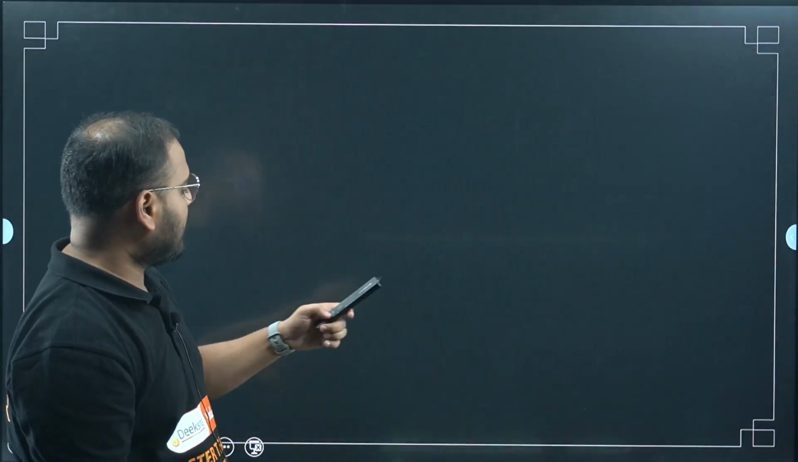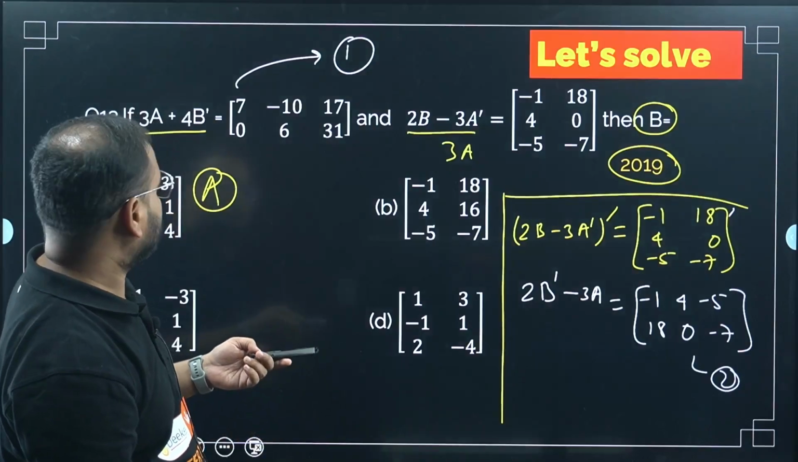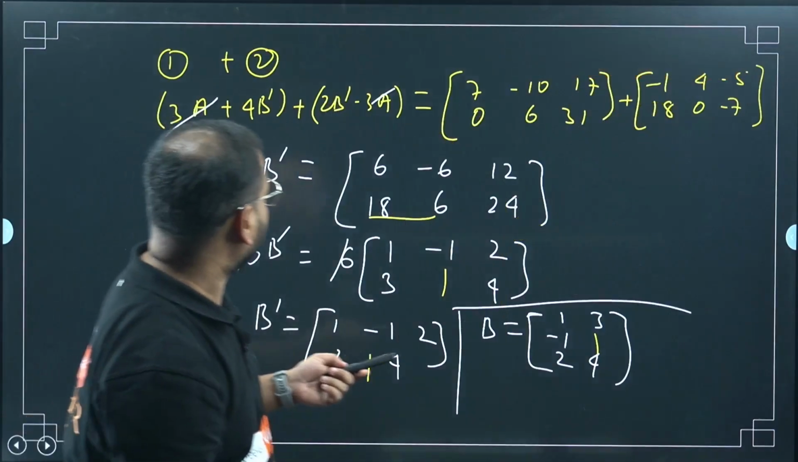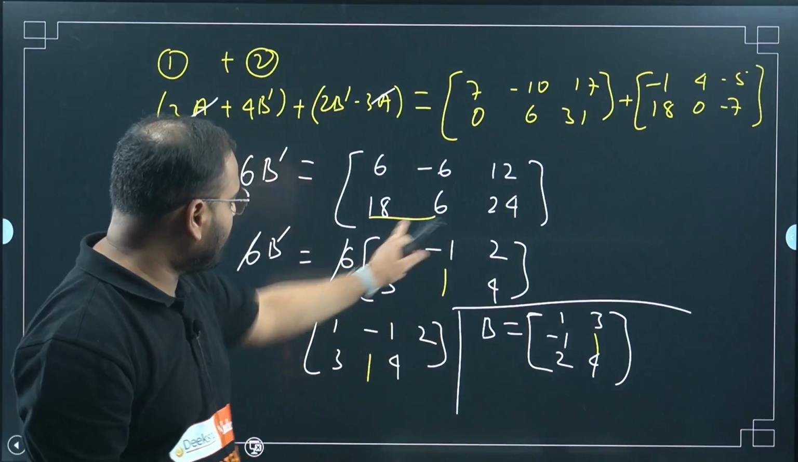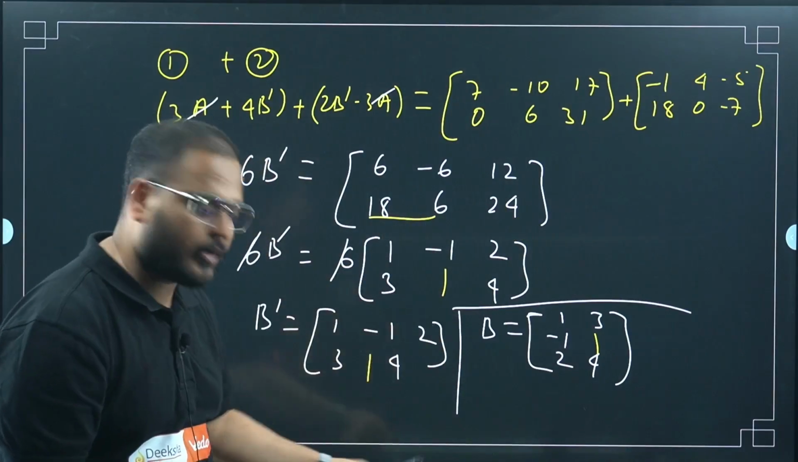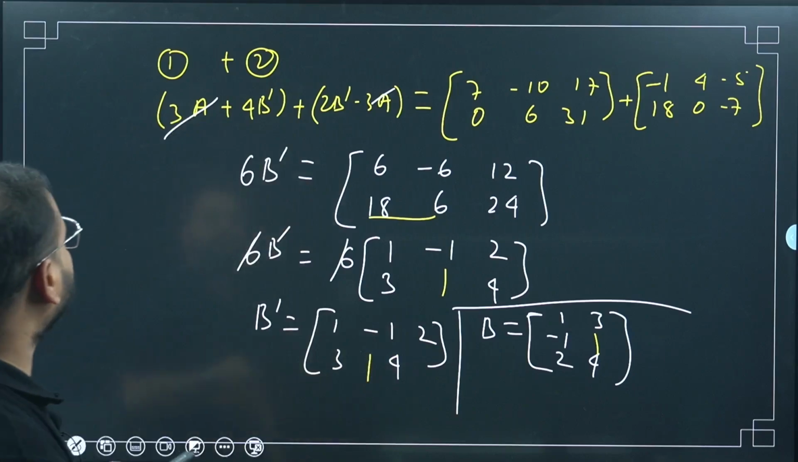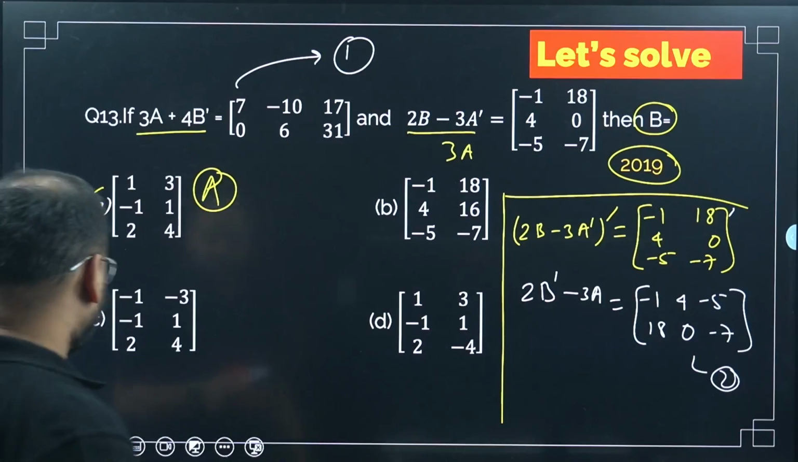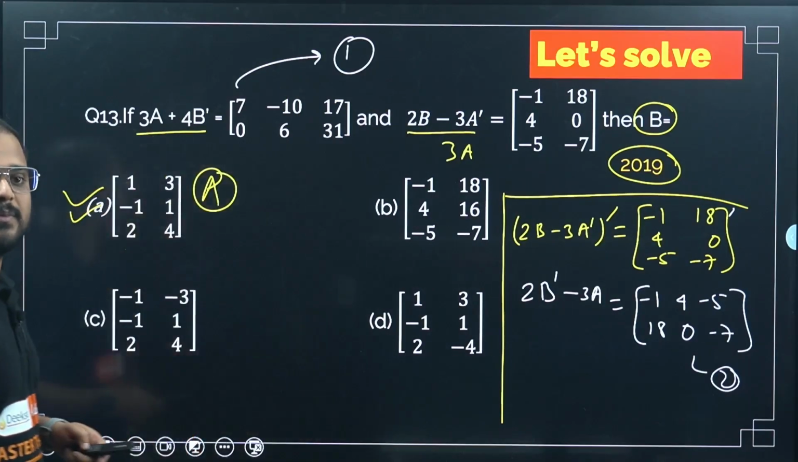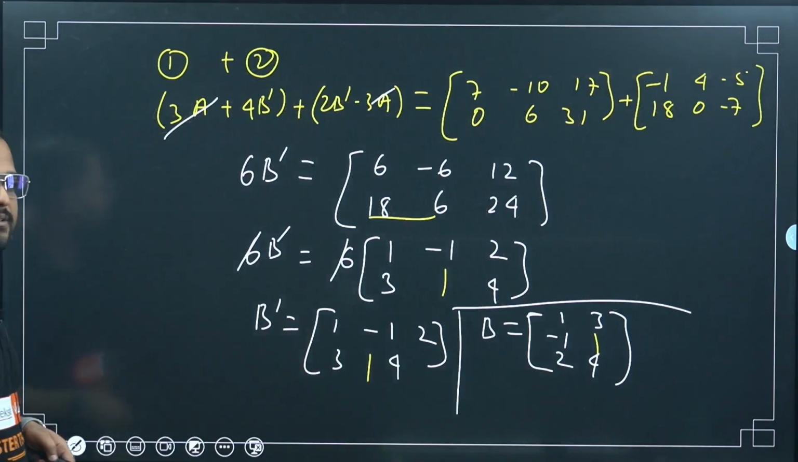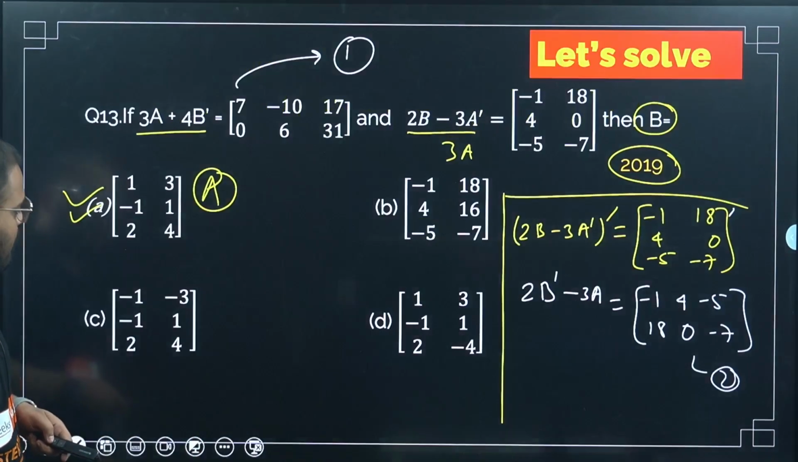What is the mistake? The mistake was that I took 6 common and wrote it as 2. So this is nothing but 1. Okay. I hope this is clear. Let's move on. Simple question. I hope you can see this. Is it visible, right?